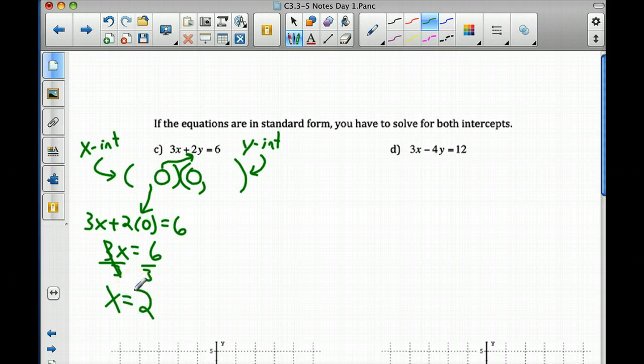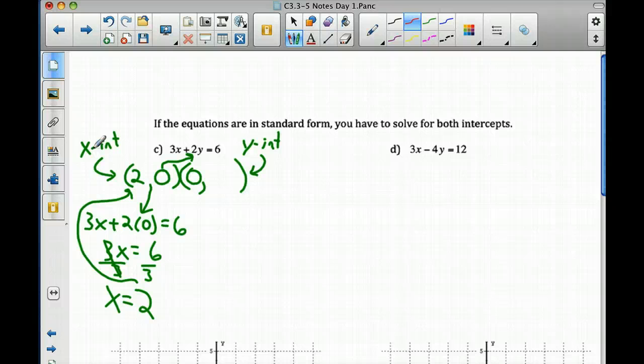Genius. Take that 2. I'm going for the world record for the most arrows in one problem. 1, 2, 3, 4, 5. The x-intercept is 2, 0.